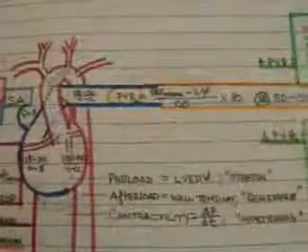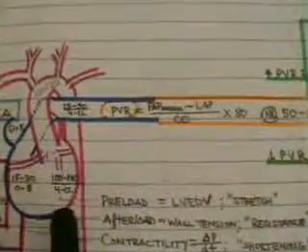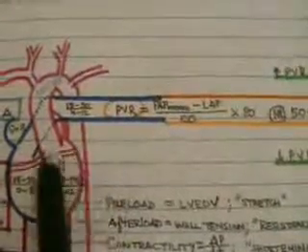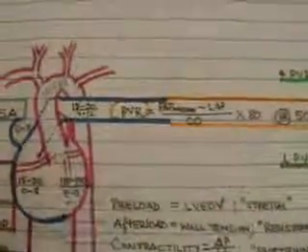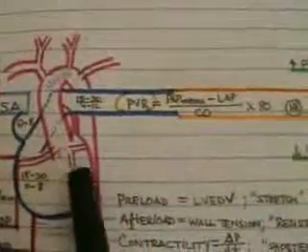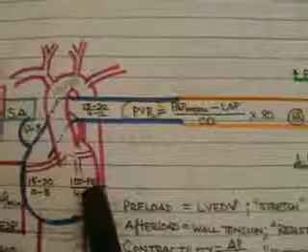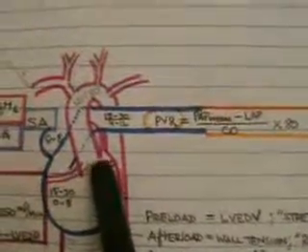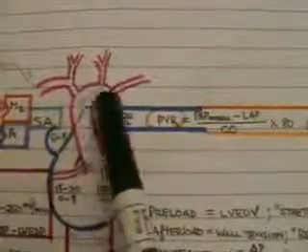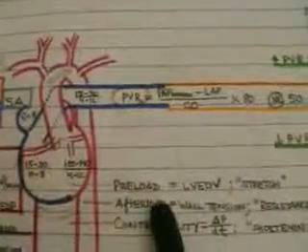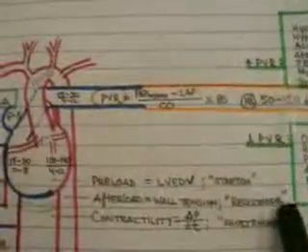Afterload, on the other hand, is thought of as the wall tension, the tension within the left ventricular wall as the left ventricle contracts during systole, and it's the resistance that has to be overcome by the left ventricle in order to promote forward flow from the left ventricle into the aorta and ultimately systemically to all the vital organs. And that's considered afterload. And it's considered the resistance to shortening.